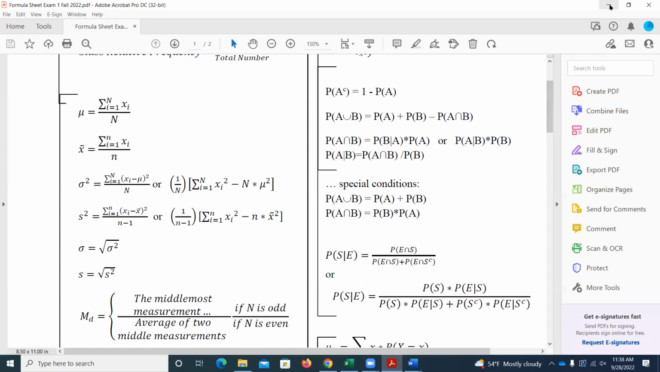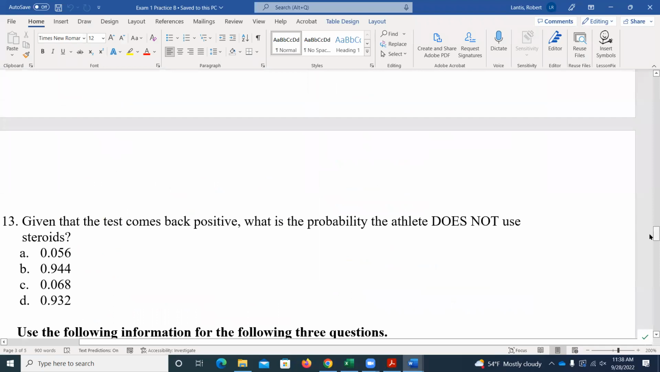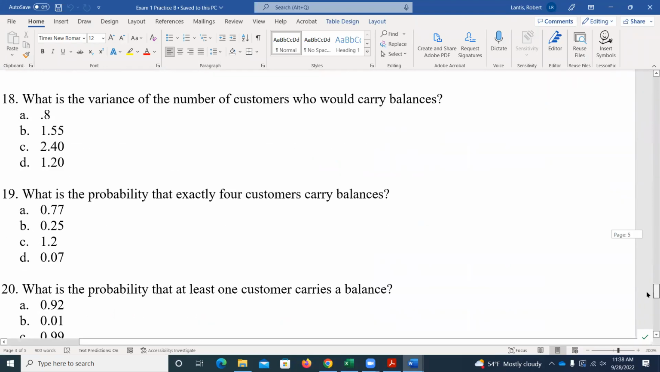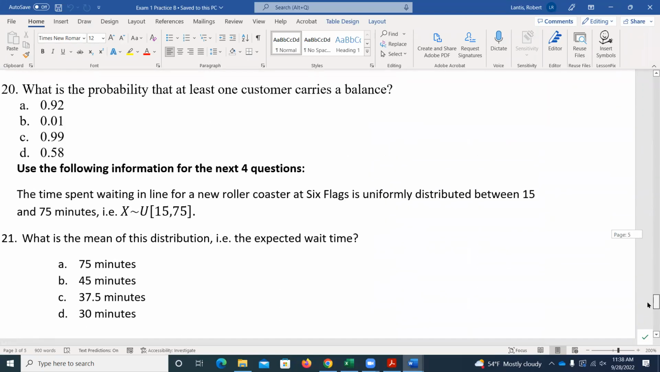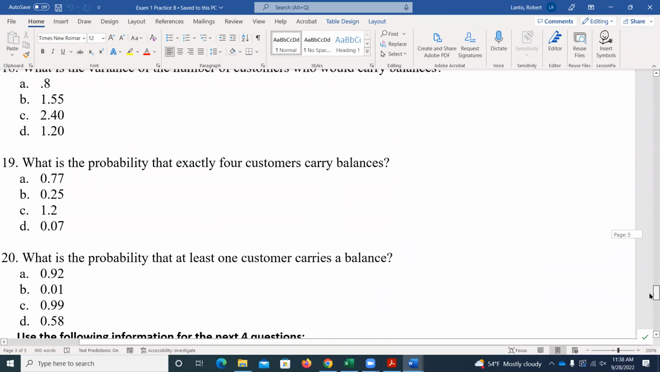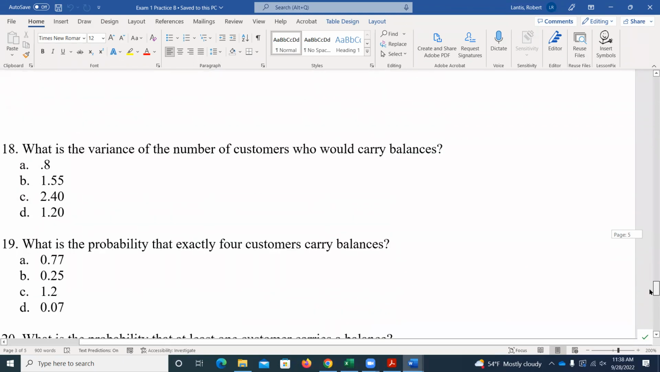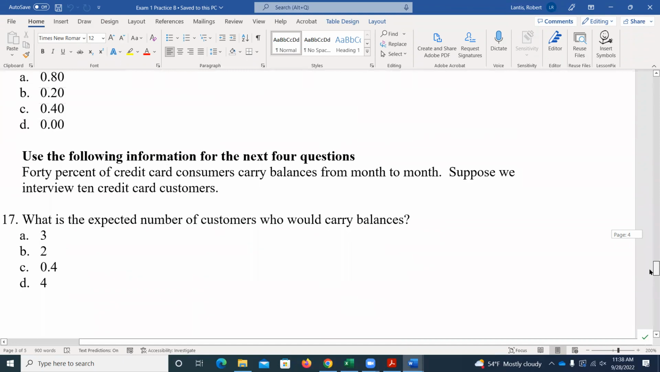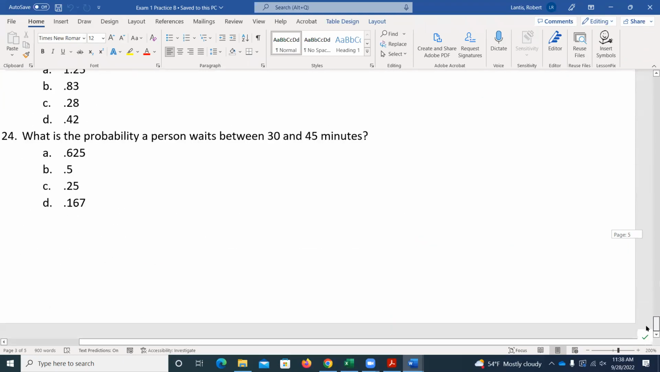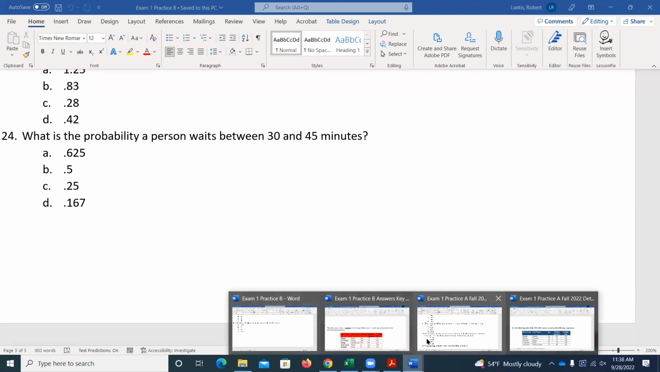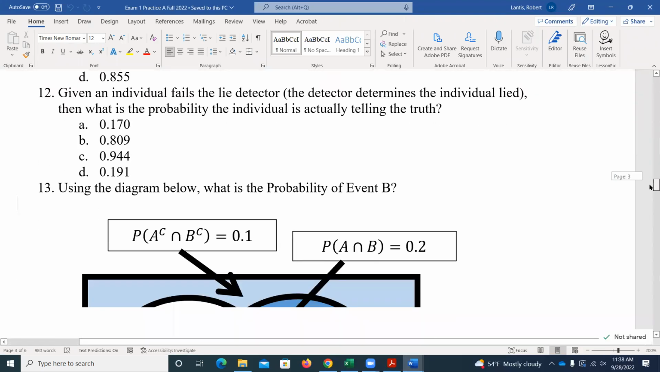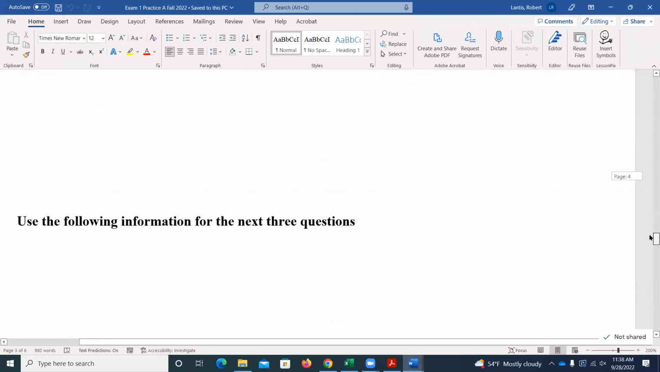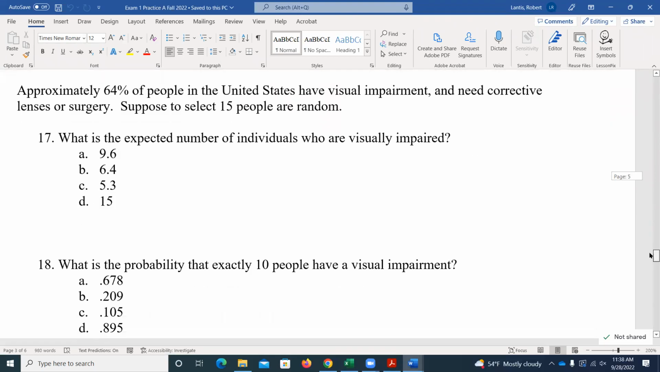All right, got 12 minutes. So what do I want to do? So here we've got some binomial stuff. You've got some uniform. Where's practice exam A? Let me make sure if there's nothing on there, then I'll give you some additional ones.